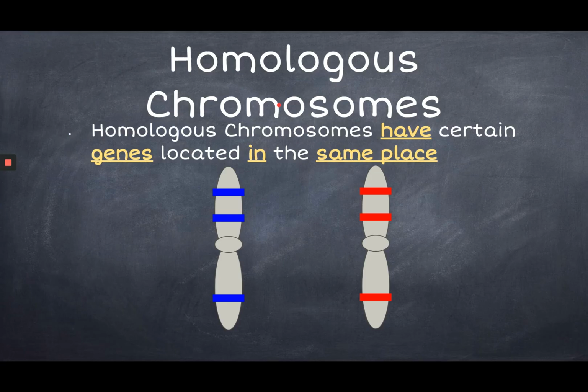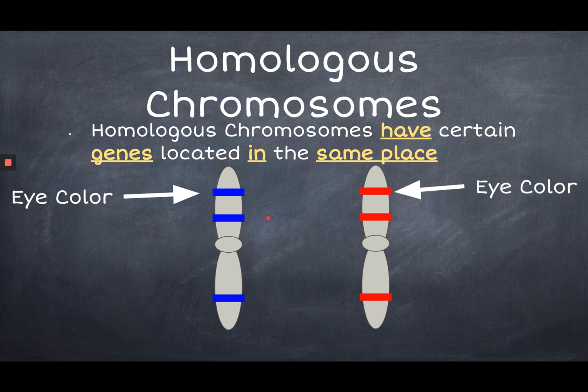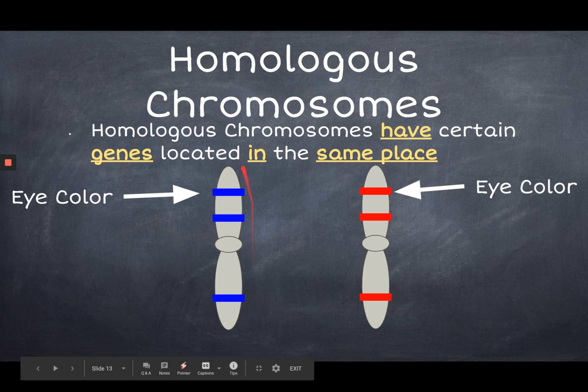Okay? And on these homologous chromosomes, we have certain genes, and they happen to be located in the same space. So I'm just going to use this as an example. This is just simplifying this to make it a little easier. But let's say I've got a homologous pair here, and over here I've got the homologous pair from dad, and I've got the other one from mom.